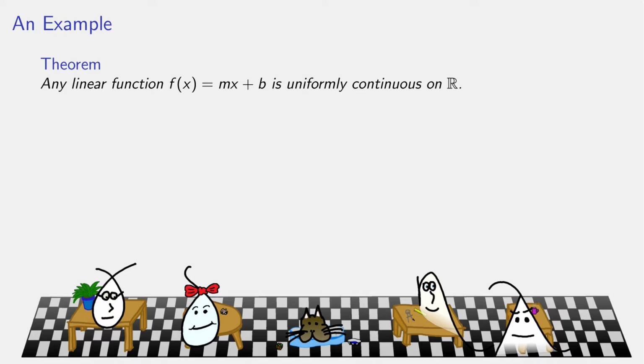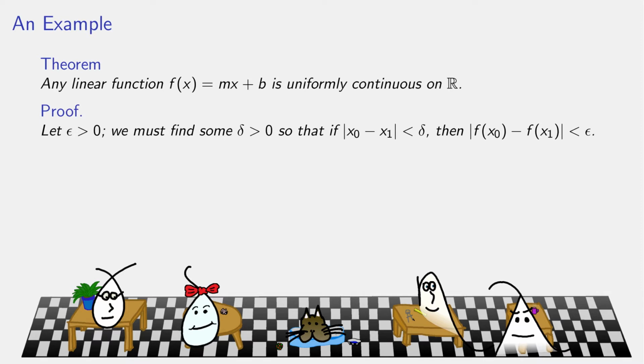A linear function mx plus b is uniformly continuous on which set? The entire real number line. Suppose epsilon is positive, we need to find a delta that works regardless of x. If any 2 x's are within delta of one another, then the corresponding y values are within epsilon.